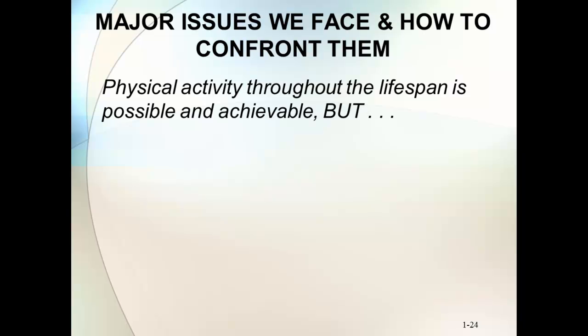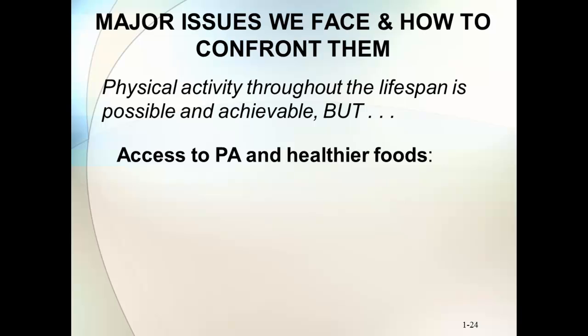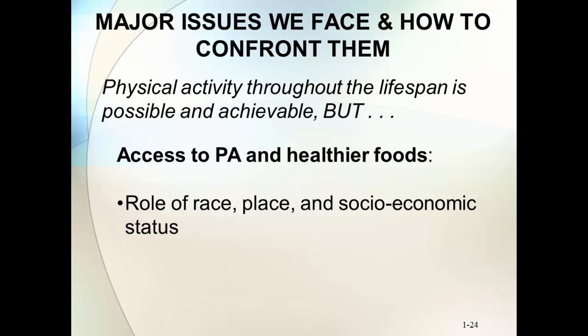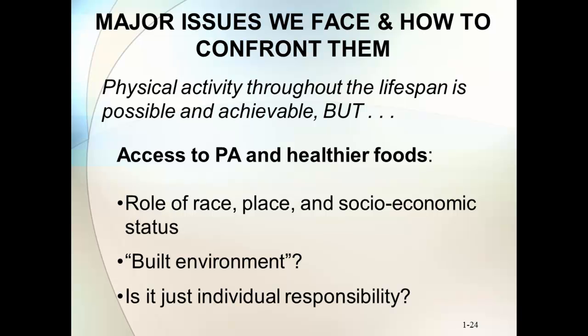Physical activity throughout the lifespan is possible, but we need access to healthier foods. What is the role of race, place, and socioeconomic status, and how the environment is built? Or the big question is, should it be about individual responsibility? This concludes Chapter 1.